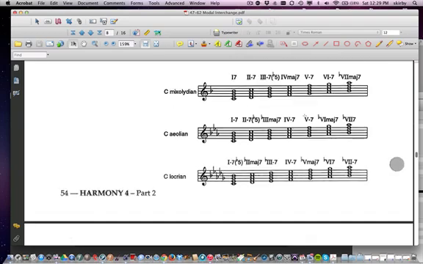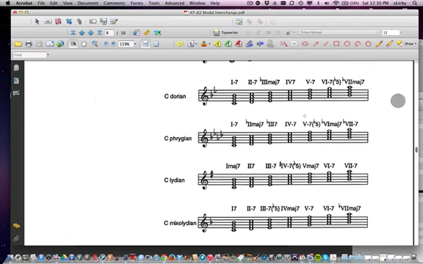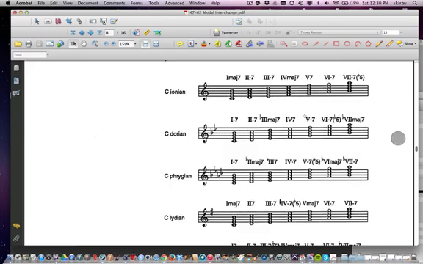So after looking through the chart, hopefully you've noticed that there's 3 scales in this collection of scales that have 5 minor 7. So the question is, how do we know the modal source? How do we know which scale the 5 minor 7 is coming from? And that's what the next part of this video is about: how to figure modal source.